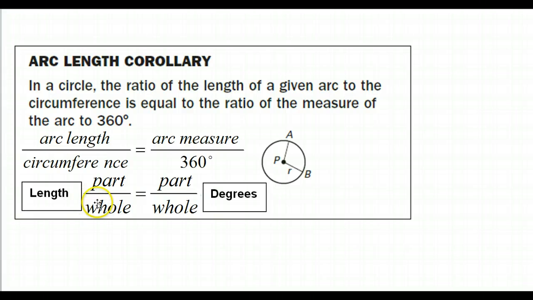On the left side, I'm going to do part over whole again, but this time it will be length. All right, the arc length will be the partial length, and the circumference, well, that's the entire length. So part over whole equals part over whole. Length on the left, degrees on the right. That is what we're about to do.